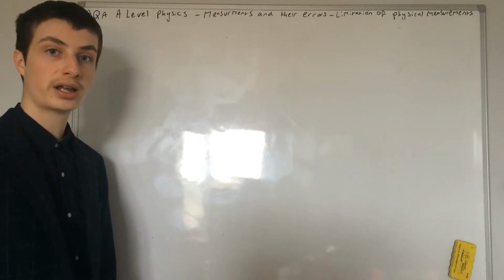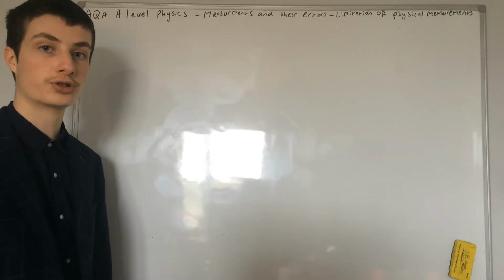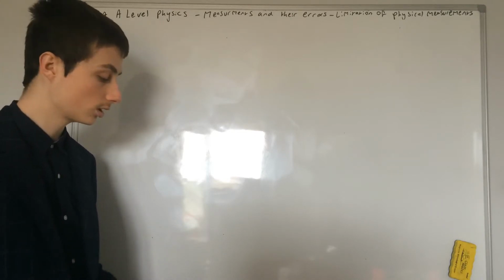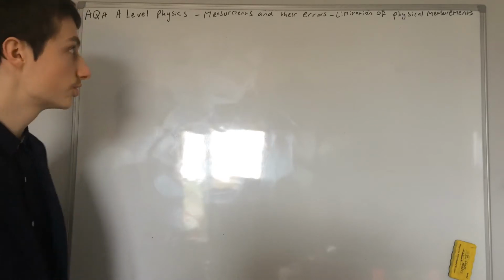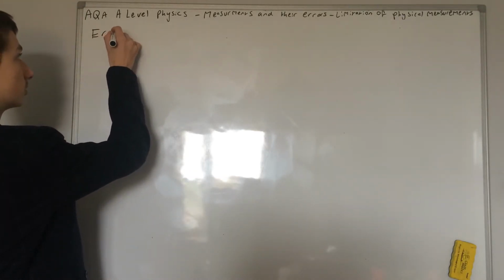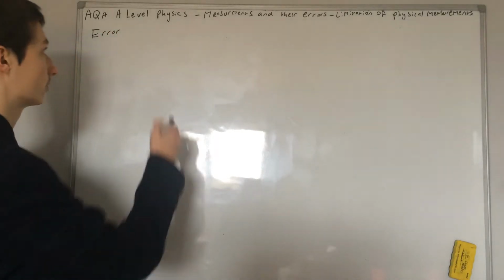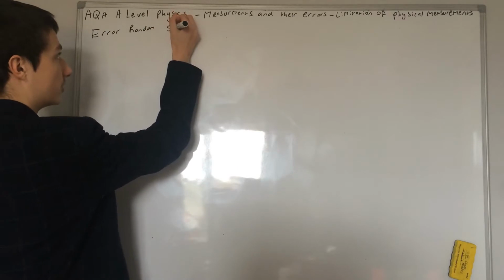Welcome to AQA A-Level Physics, Measurements and Their Errors, Limitations of Physical Measurements, Part 1. Now, sometimes in our experiments we don't always get the true value. We sometimes have what we call error. Now there's two main types of error. There's random error and there's systematic error.